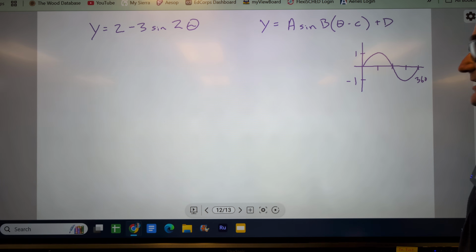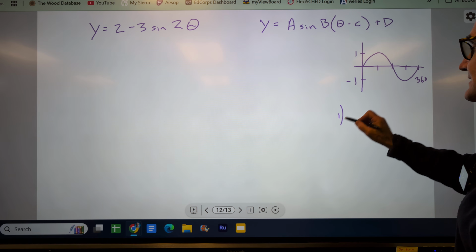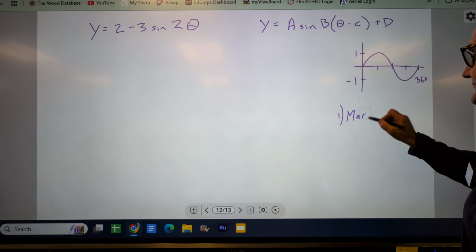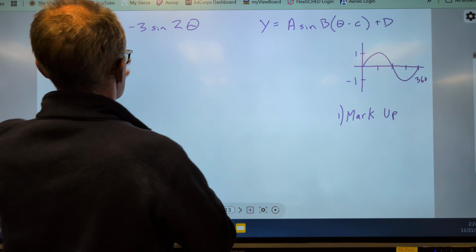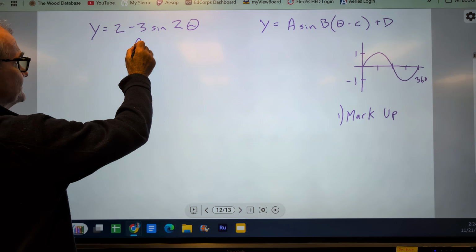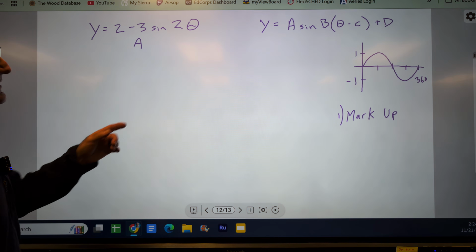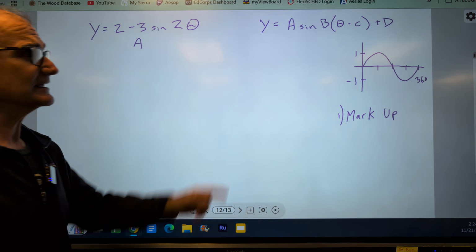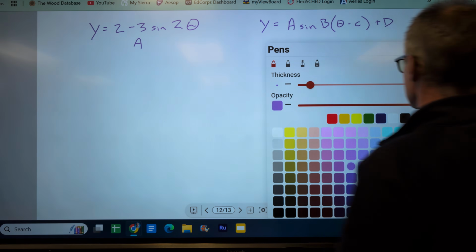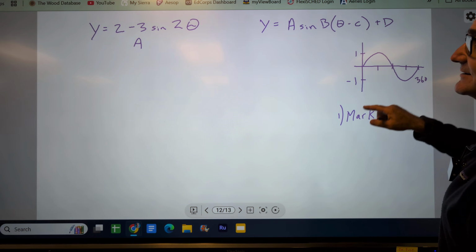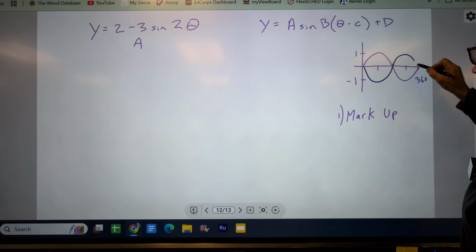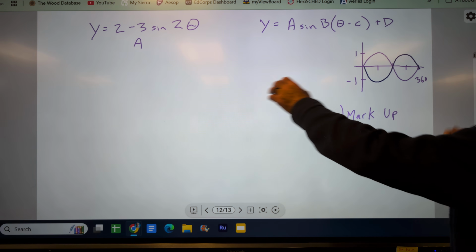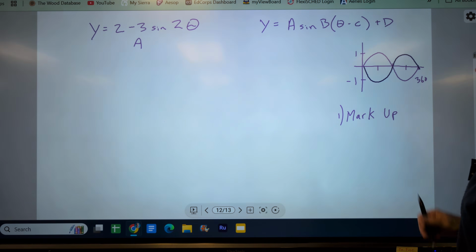I have a 5-step process for this. Step 1 is mark up the equation. So this right here is my amplitude. That -3 is not a sine graph. That negative is telling me every value that's positive is now negative. So that -3 is going to flip that thing over like that. Any value that's positive will now be negative. Just going to flip it over like that.